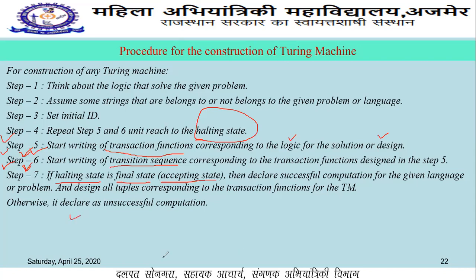Okay, I hope this is clear. Actually, the overall computation or construction of a Turing machine is described in these 7 steps. Now we discuss these steps one by one for constructing a Turing machine. So let's take one example.